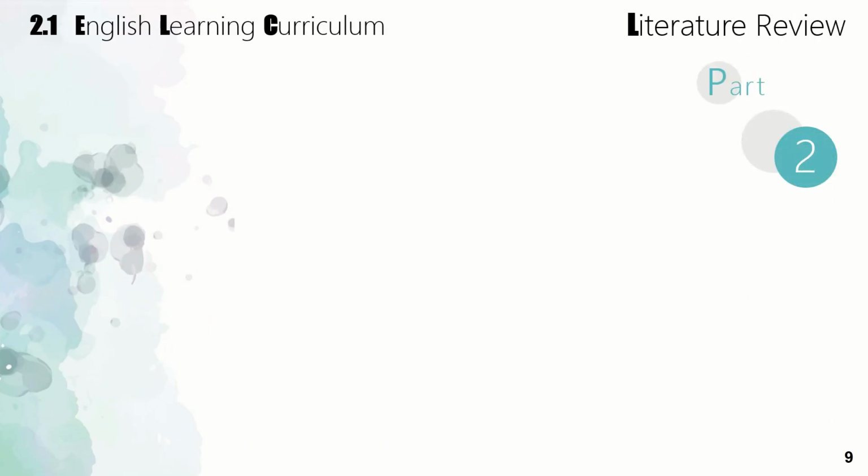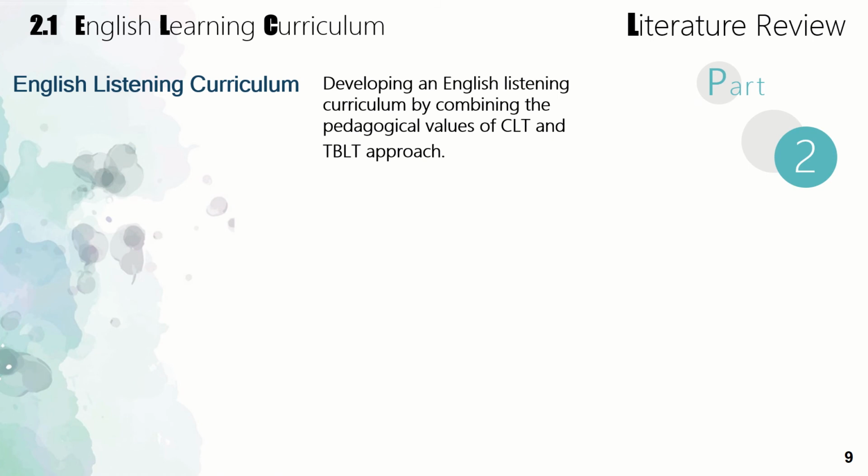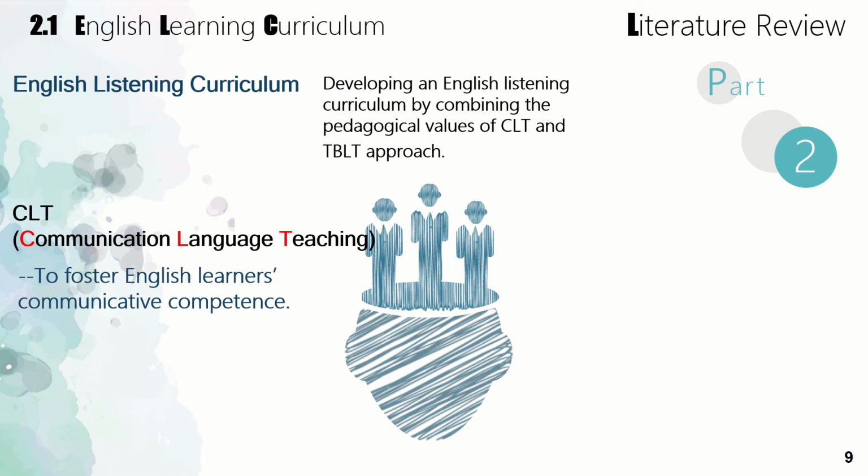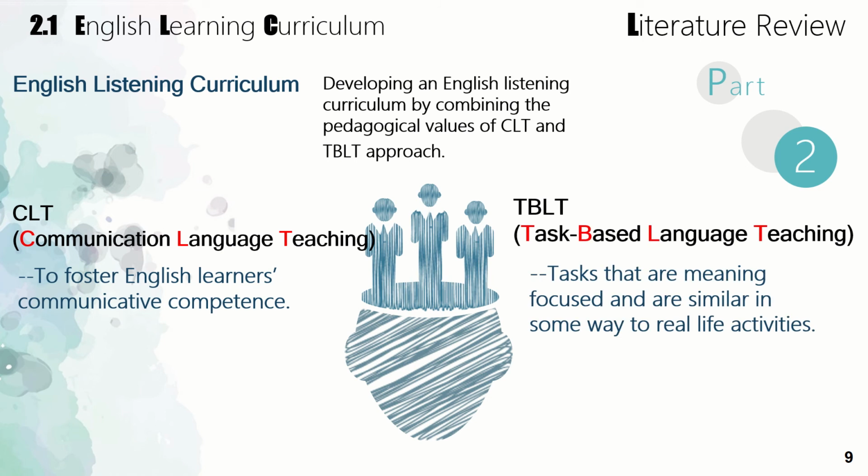Let's move on to the next section, the literature review. In the field of English teaching and learning, two approaches receive much attention. The first is CLT. The goal is to foster English learners' communicative competence. The second is TBLT. The TBLT instructional model asks students to complete learning activities that are meaning-focused and are similar in some way to real-life activities. I design English learning curriculum based on the two approaches.